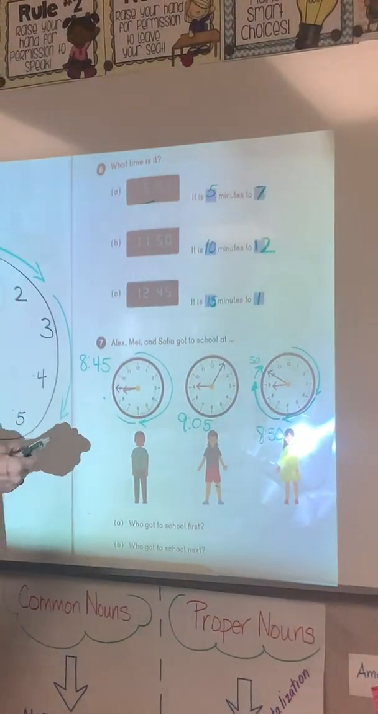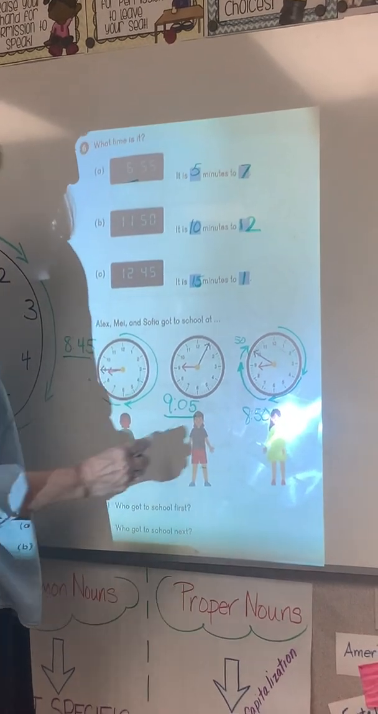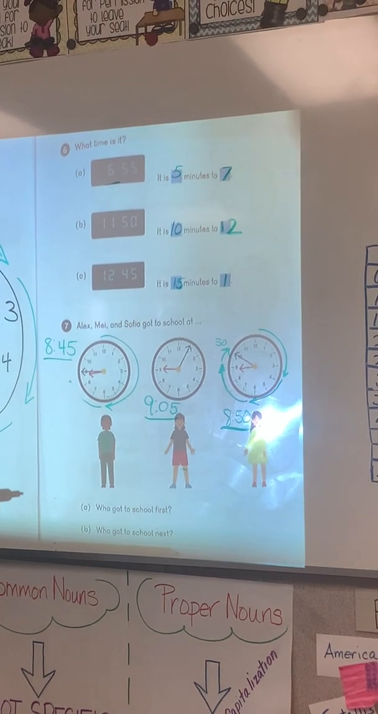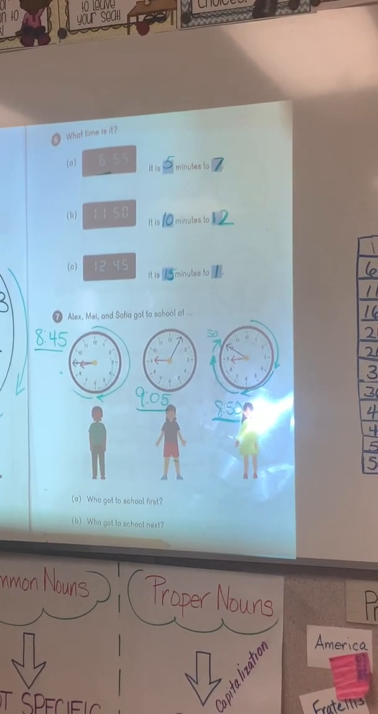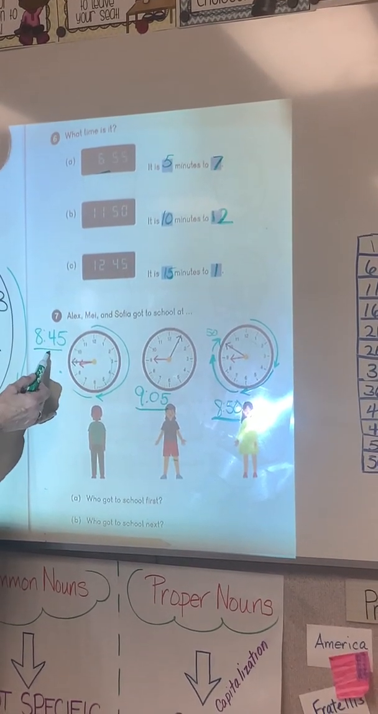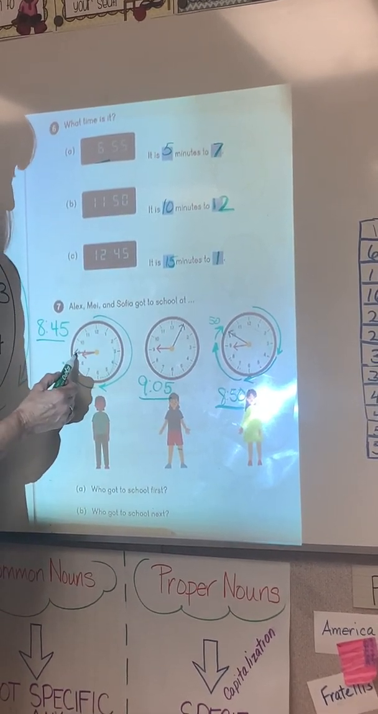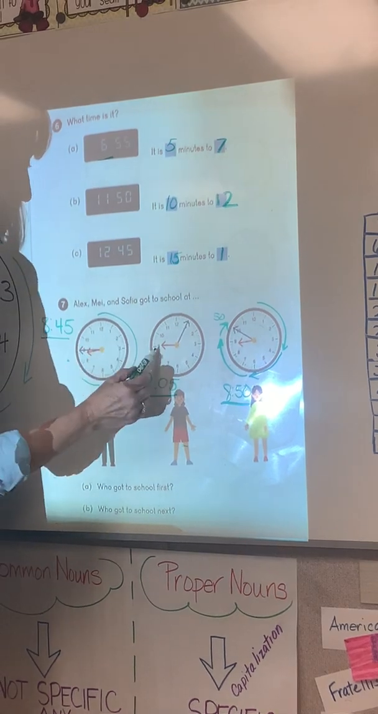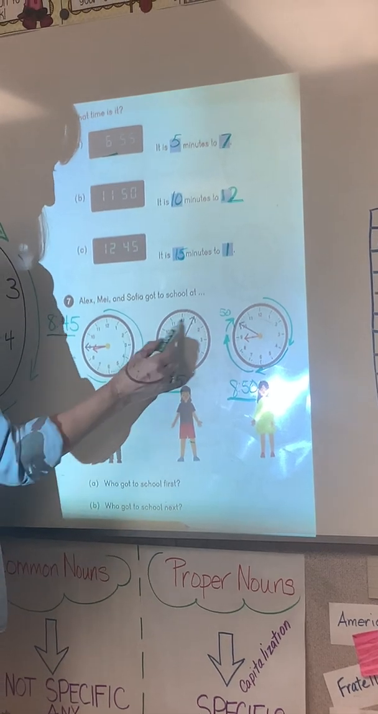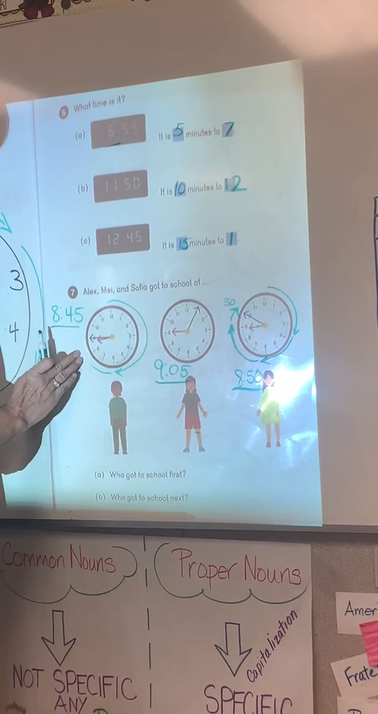So Alex got there at 8:45. May got there at 9:05. Sophia got to school at 8:50. Who got there first? Which one came first? 8:45. Does that come before 9:05? It does, doesn't it? Because this hand has to go all the way. It's 20 minutes later for it to be 9:05. 5, 10, 15, 20 minutes. That's 9:05. So Alex got there 20 minutes ahead of May.